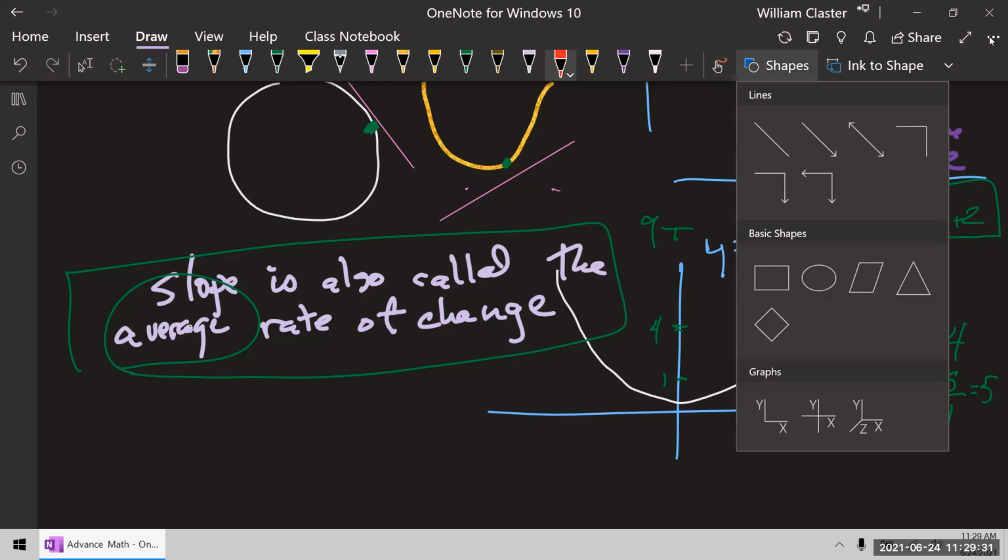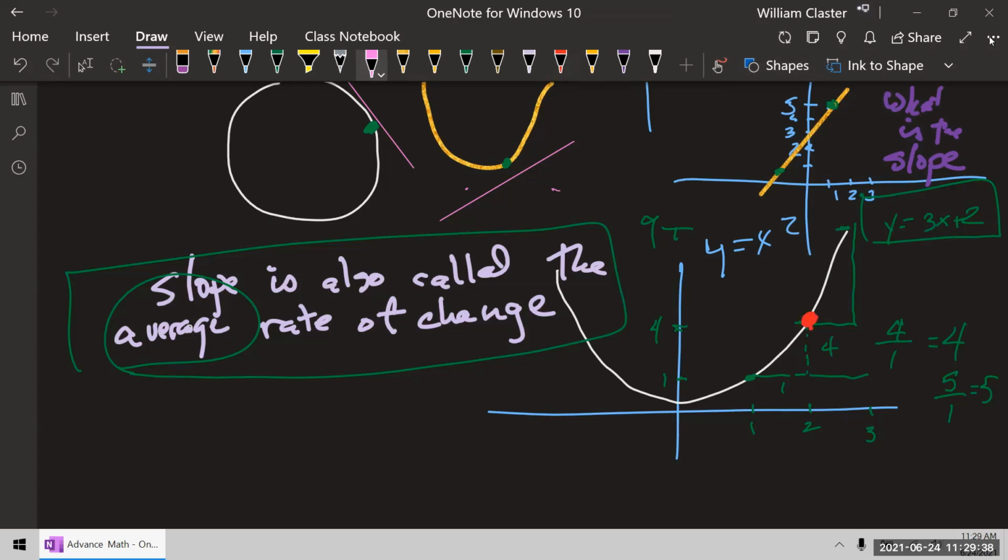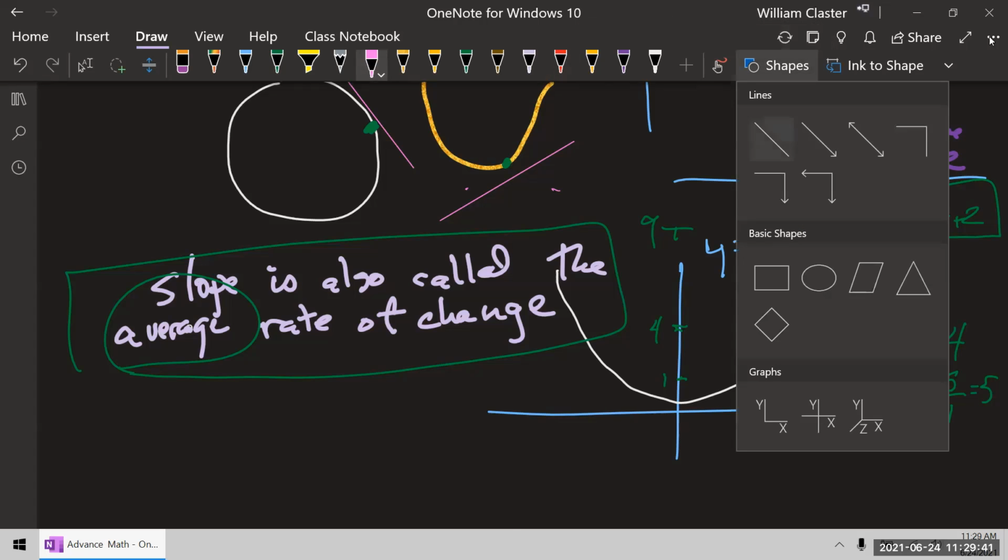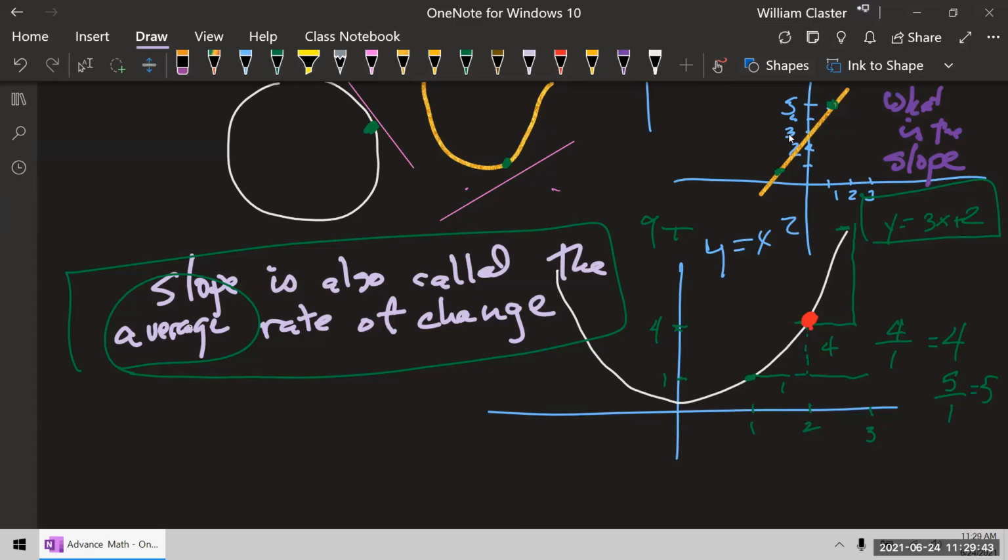Wait, let me have a different color here. I guess here. What we're going to mean by the slope is this. Okay, I'm not too good at this, but I hope you know what I'm talking about. What do I mean by the slope there? I mean the slope of the tangent line. Okay, so that's what I mean by the slope for a curve.